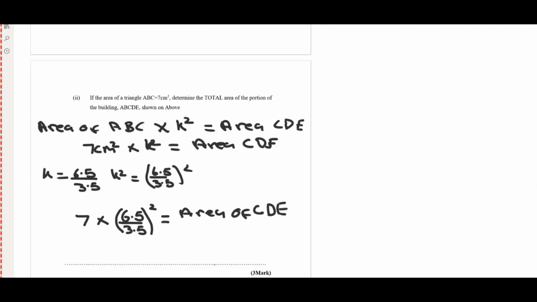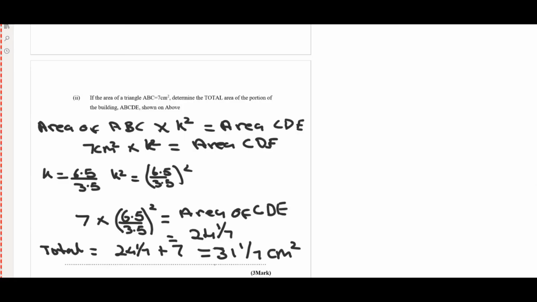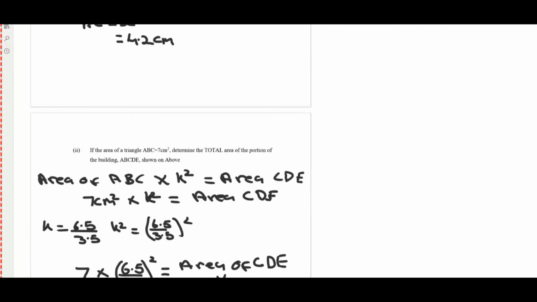When you multiply that, the area of CDE is equal to 24 and 1/7. But they ask you for the total area. So my total area would be 24 and 1/7 plus 7, which is equal to 31 and 1/7 centimeters squared. And that would be the answer for this question. All right, and that is the end of paper 3, May/June.